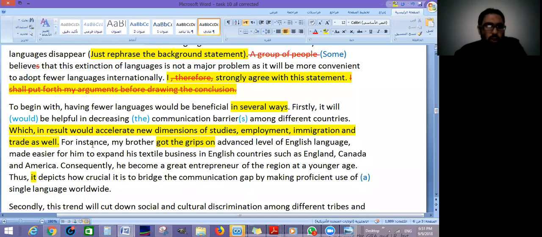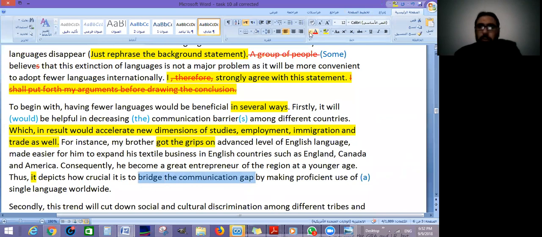Okay. So her brother kind of reached an advanced level of English, and this made it easier for him to expand his textile business in English countries such as England and Canada. Okay, so this really helped to bridge the gap between the two. Consequently, he became a great entrepreneur of the region at a younger age. Thus, maybe this depicts how crucial it is to bridge the communication gap. I like this. I like it.